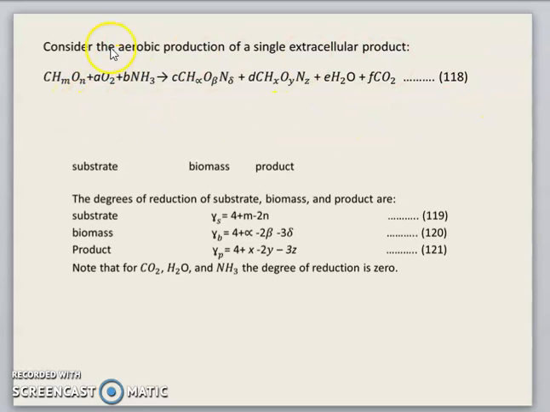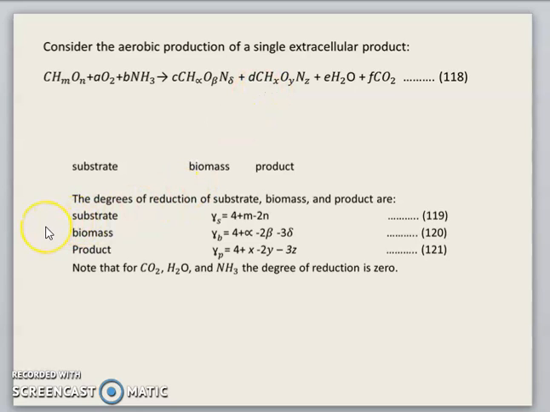This is an example of a stoichiometric equation. CHmOn is the substrate. CCHαOβNγ here is the biomass. And we have a product here, DCHxOyNz. This is the product.